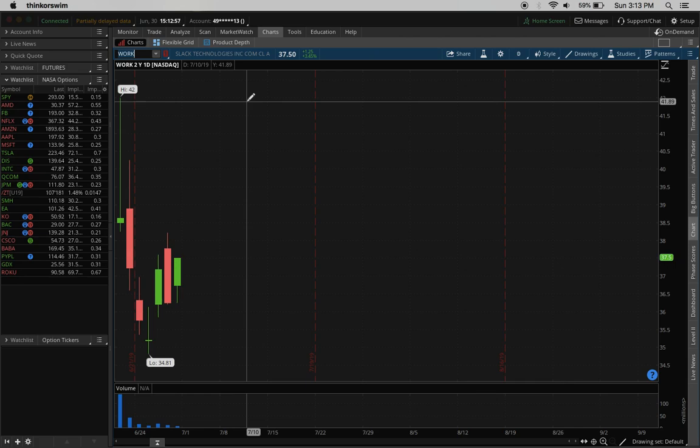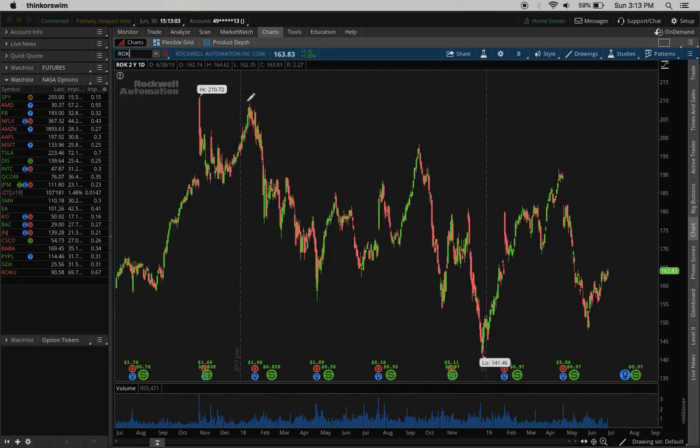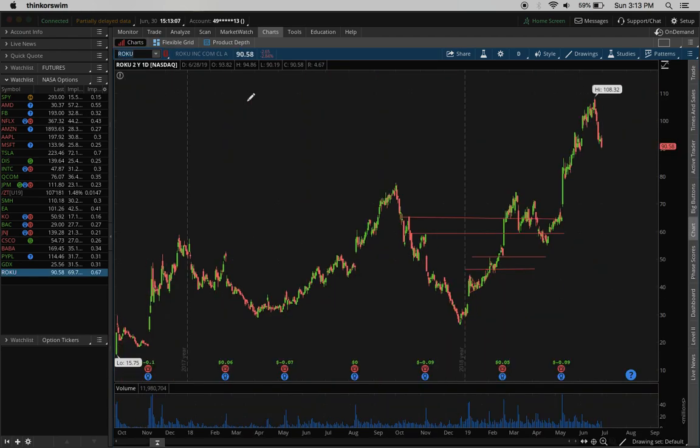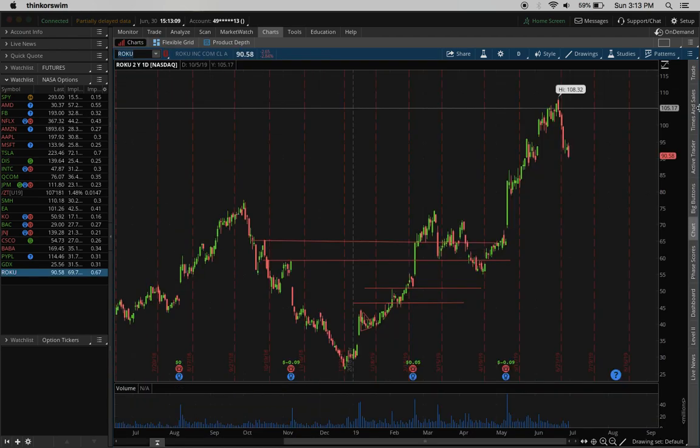It doesn't have a lot of previous price action history, so I'm not going to be looking into trading that. Roku here, not rock, Roku. If I can't spell, that's going to be a big problem there. Roku, here we go, selling off around that high, around 108.32. So that was pushing up to an all-time high, and now we're getting that resistance here. You can see that we have a lot of price consolidation around this point.